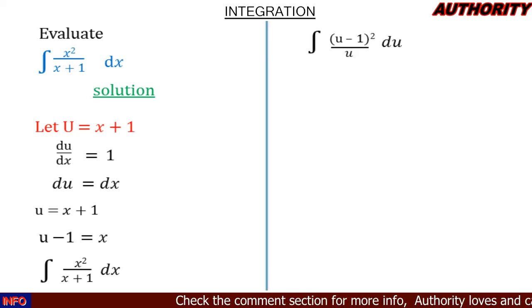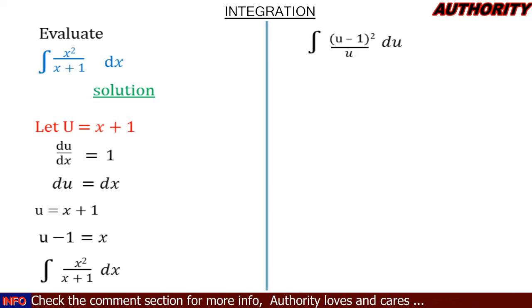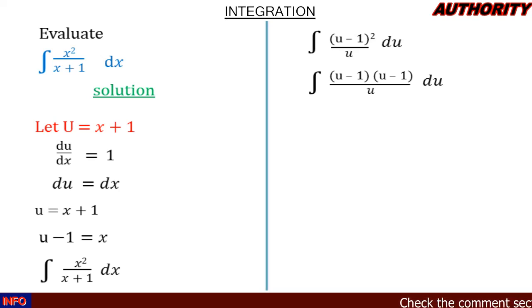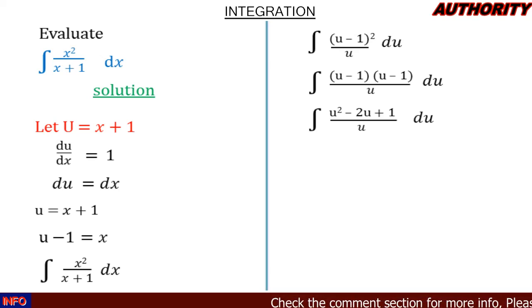Okay, good. Now, in our numerator, where we have u minus 1 squared, it's the same as opening it into two places, where you say x times x will give you x squared. So in this case we have u minus 1 squared. That means you open it into two places. So we're going to have the integral of u minus 1 in bracket times u minus 1 in bracket all over u du. Okay, good. Now let's multiply our numerator. We're going to have the integral of u squared minus 2u plus 1 all over u du. Okay, good. Let's split this into 3.